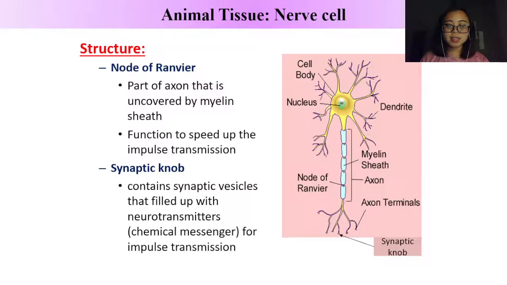In the next semester, you'll learn in detail about how transmission occurs across the synapse. And then you will see the synaptic knob again next semester. For now, we just mention it here and this is its function.